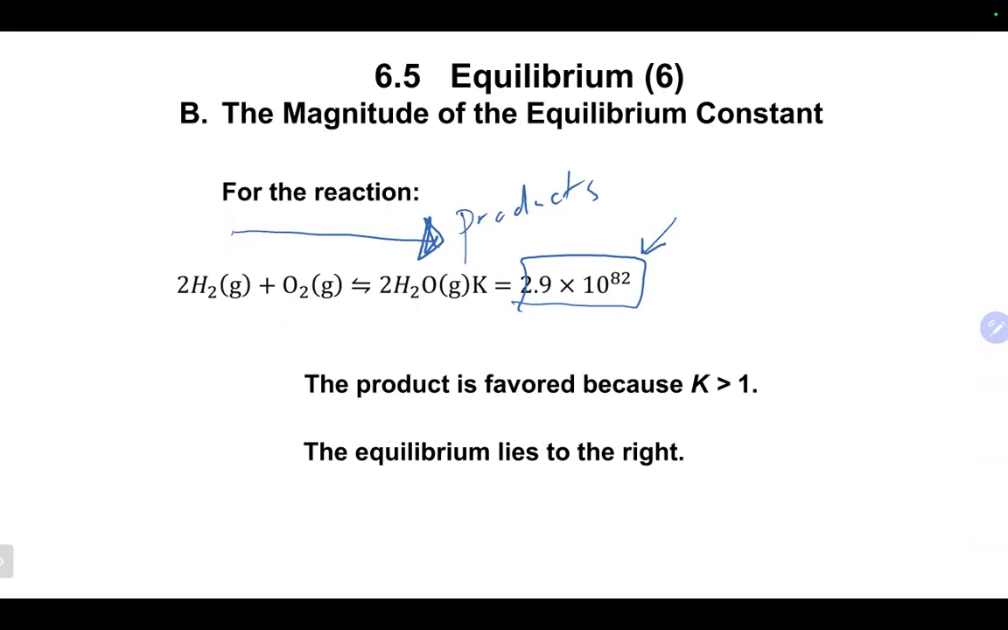But even in a situation like this, where you have such an incredibly large value of K, and it is almost 100% all going towards the product side, it is still a reversible reaction, which means even if it's a super, super small amount, there is some of it coming back the other way. But in this case, it's going to be very, very little coming back the other way because of the large value that we see for K. Any questions on that there?